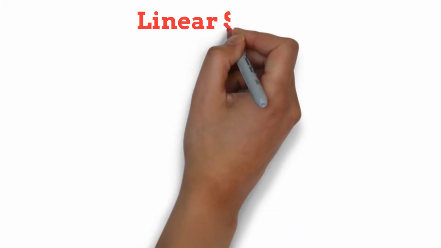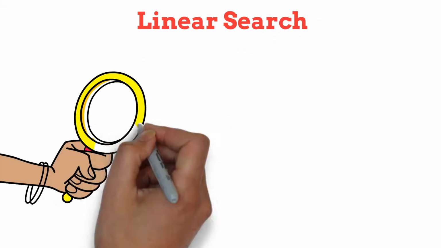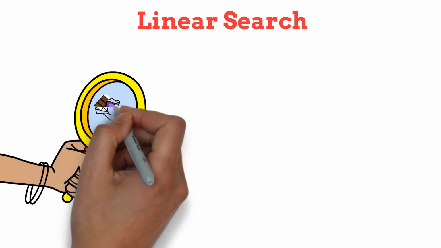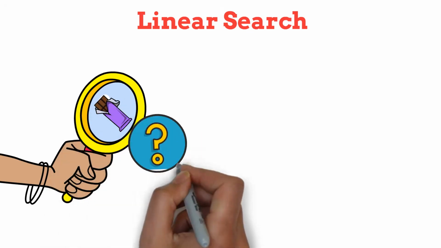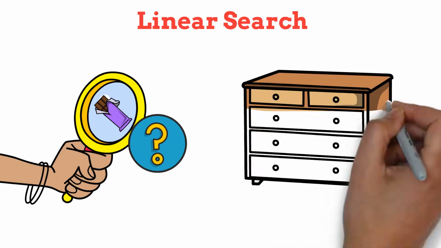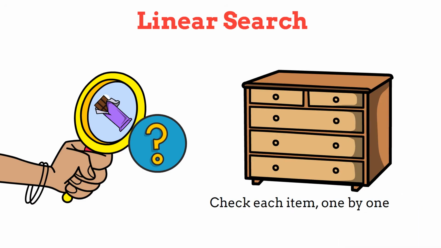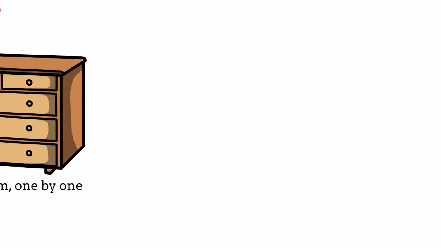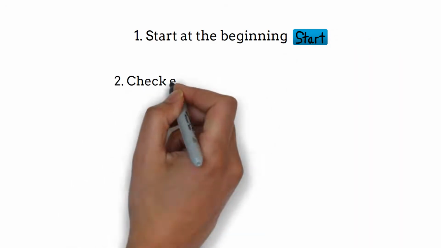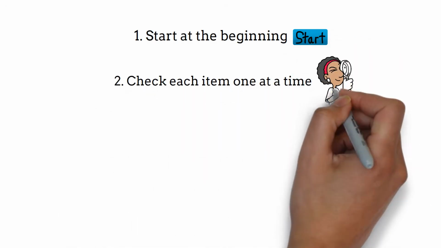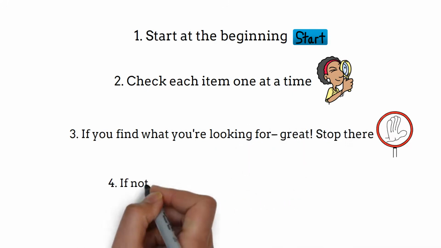First up, linear search, the honest worker of the search algorithms. Imagine you're looking for your favorite chocolate bar in a messy drawer full of snacks. What do you do? You check each item one by one until you find it. That's linear search in action. Here's how it works. Start at the beginning. Check each item one at a time. If you find what you're looking for, great, stop there. If not, keep going until you reach the end.